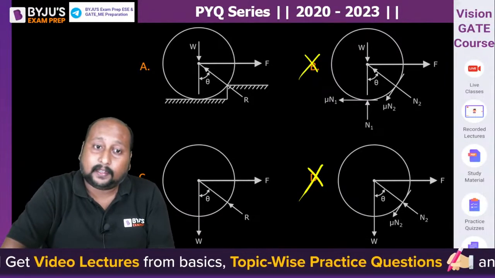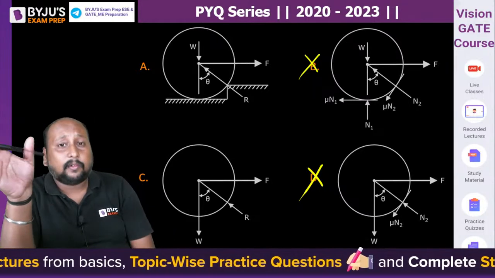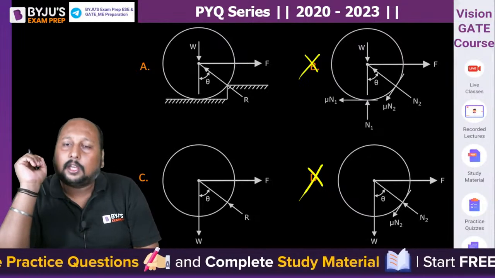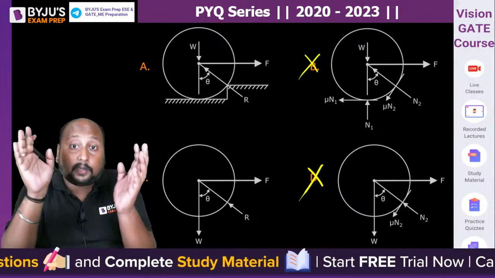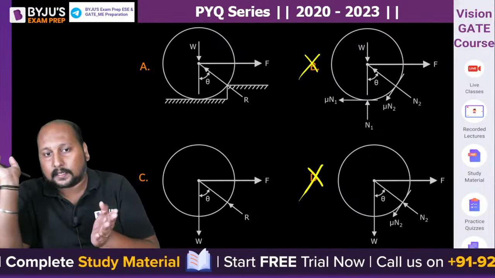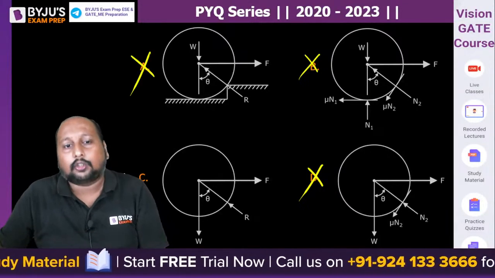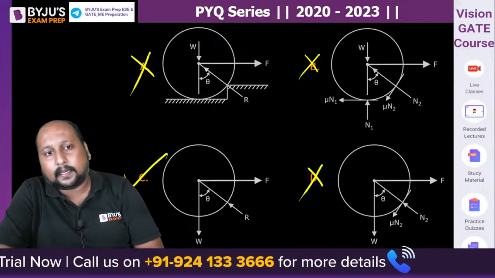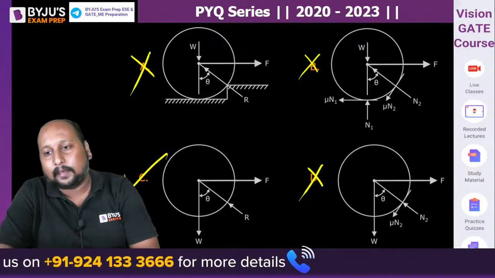Now we are left with options A and C, right? If you try to visualize, whenever we are talking about the free body diagram, we are only drawing the body, we are not drawing the surfaces. So A is also not possible. So option C is the correct answer. Even if the surface was not present at A, then A and C both would have been correct.